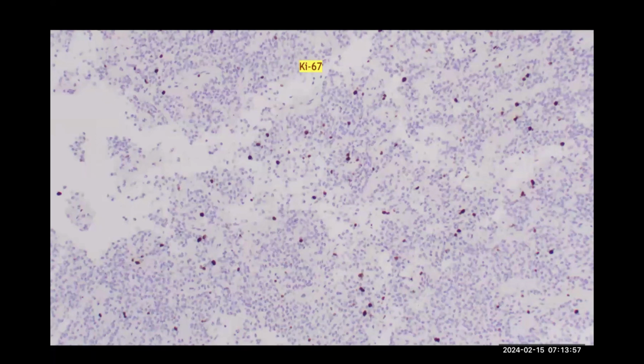The Ki67 is low. It's less than probably 6-7%. And we didn't see any mitosis. We didn't see any necrosis or vascular proliferation. Is this the last slide of the immunos? I believe so, yeah.